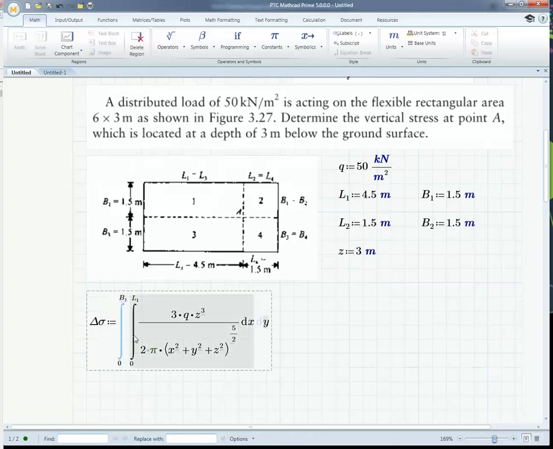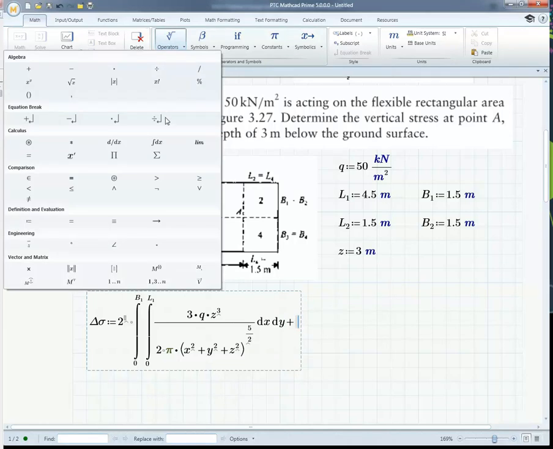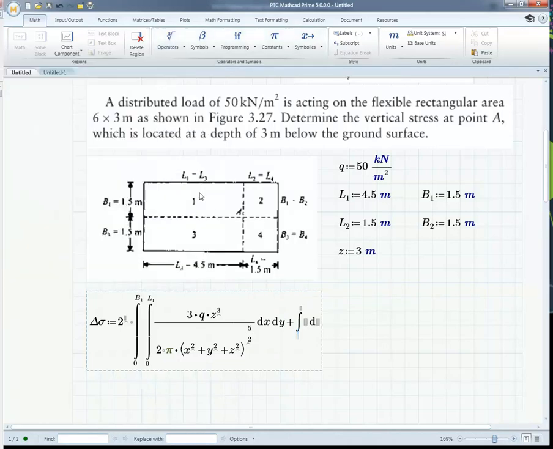So this would be 2 times, got to get my cursor in the right spot, 2 times, plus, and I need to do the whole thing again. So I'm going to put in 2 integral operators and then make sure I put my cursor where it's supposed to be the second time around.